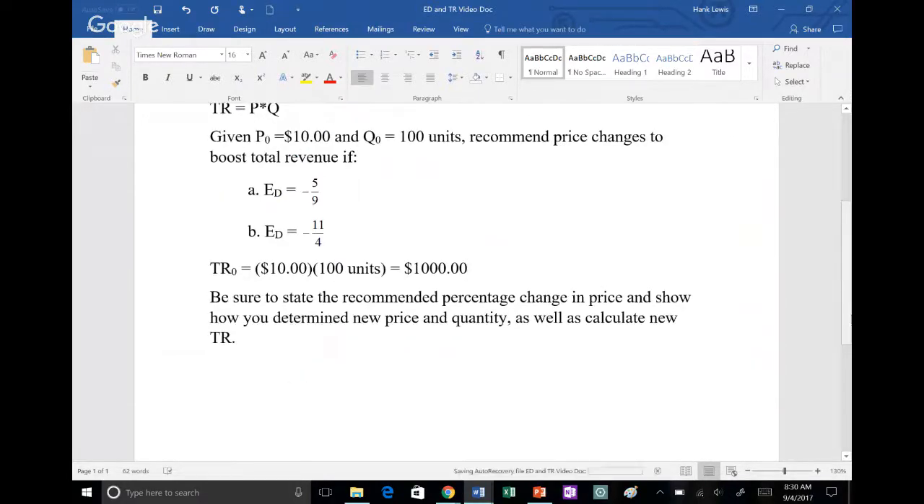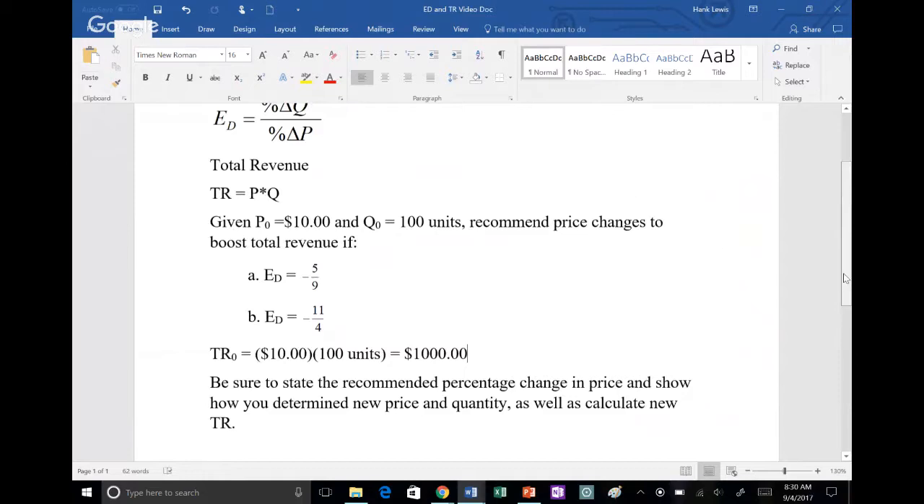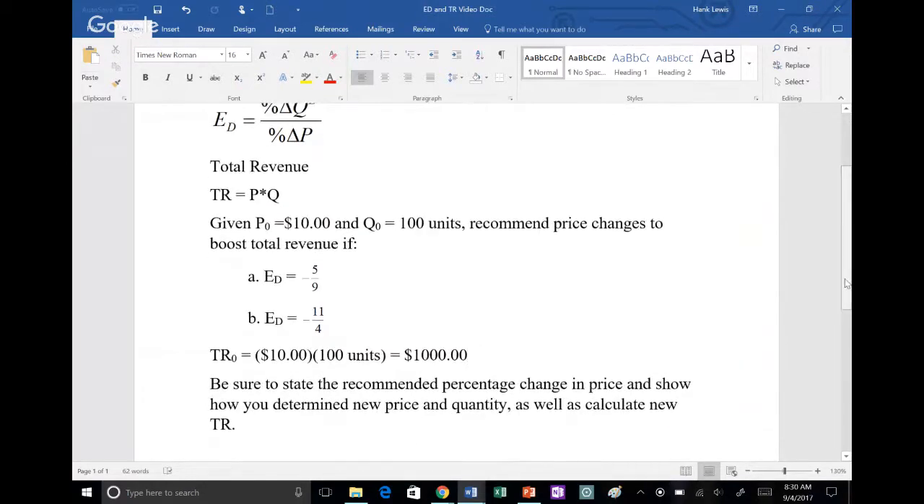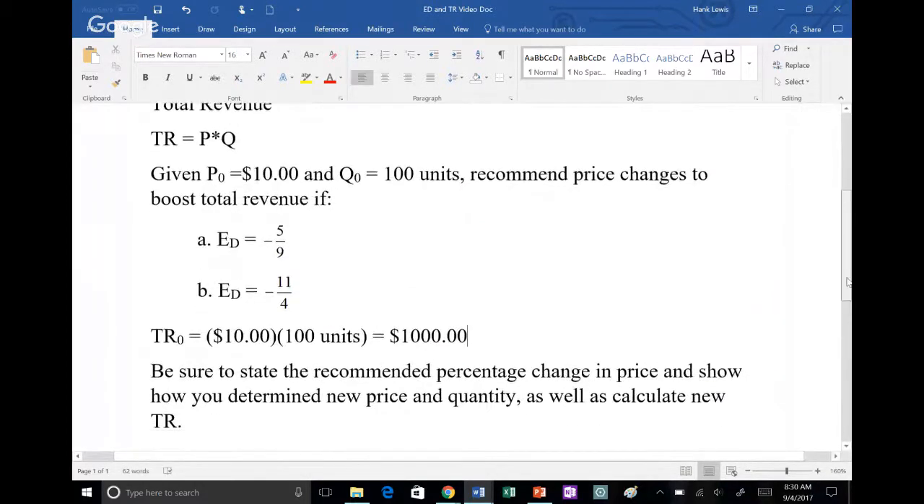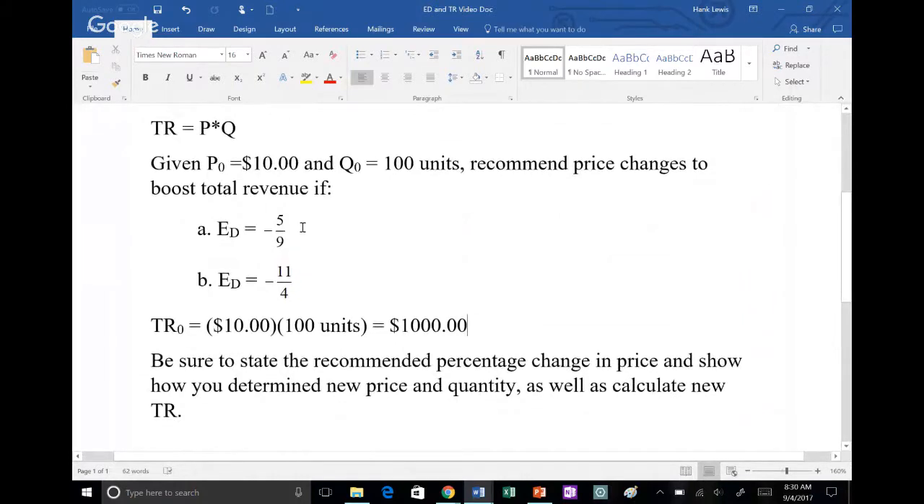So in part A or part B, we have to make sure we recommend changing prices in such a way that we're going to have a larger total revenue than we did before, more than $1,000. Now, let's start with part A. Part A says that E sub D is equal to -5/9, -5/9.